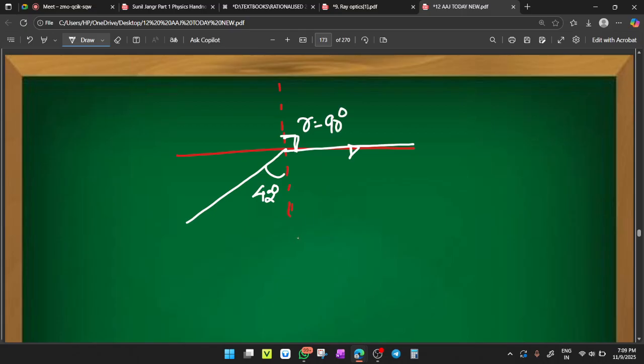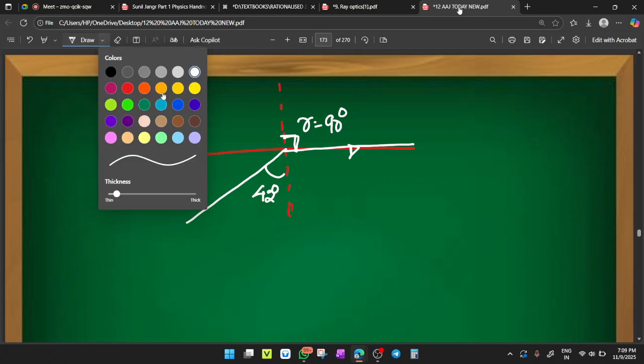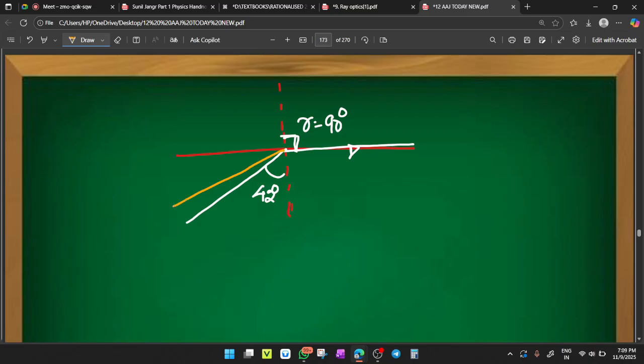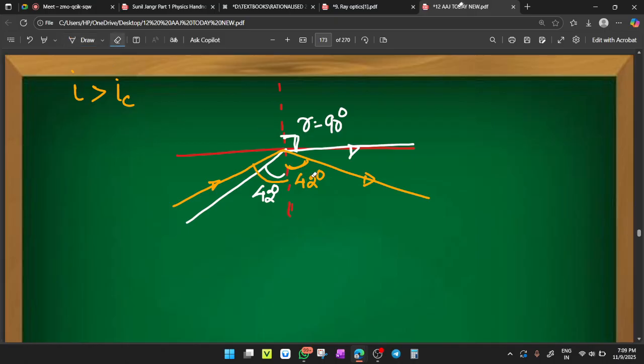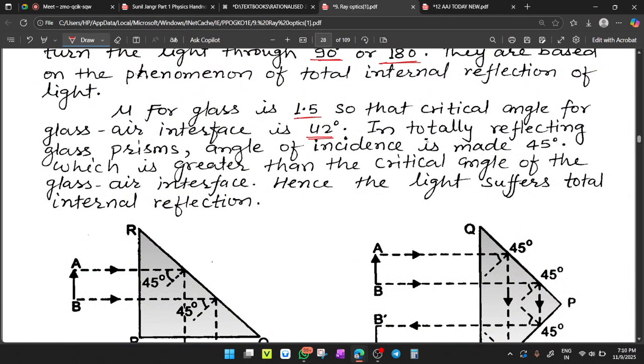But what happens when the angle is greater than 42 degree? Let us say it is 45 degree. Now, if the angle of incidence is greater than the critical angle, then according to the condition of total internal reflection, the ray will be reflected into the same medium, with the same angle to the normal, as it follows the laws of reflection. So if I incident this ray at an angle greater than 42 degree, consider 45 degree, it will bounce back into the same medium. Clear or not clear?